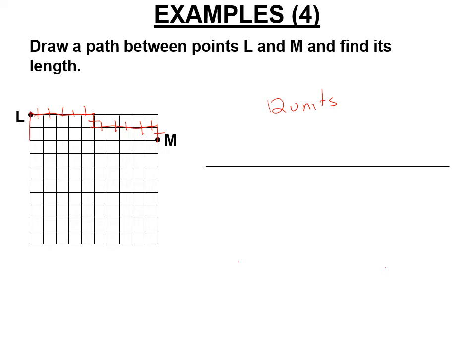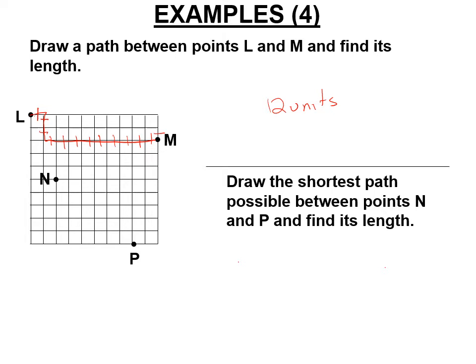Now you also could have done something ridiculous like that. We're not going to do that, because that's way longer than 12 units. We're trying to get there as quickly as possible. But there is more than one path to get there as quickly as possible. There are many combinations that will get there in 12 units. That one is also 12 units. You could count it: 1, turn the corner, 2, 3, 4, 5, 6, 7, 8, 9, 10, 11, 12 units between L and M if you go the most direct routes.